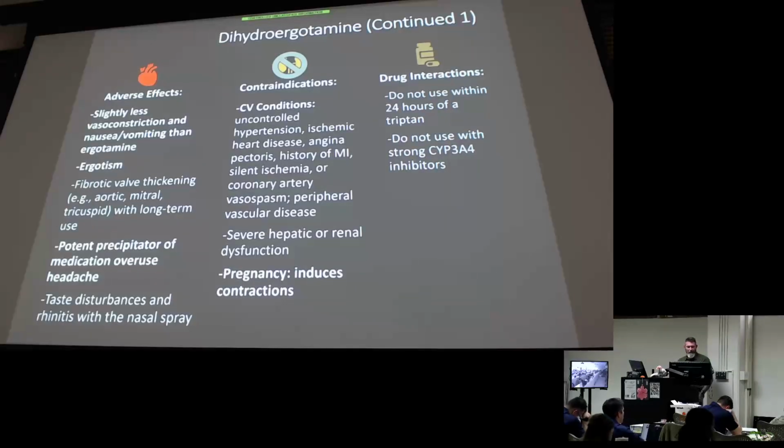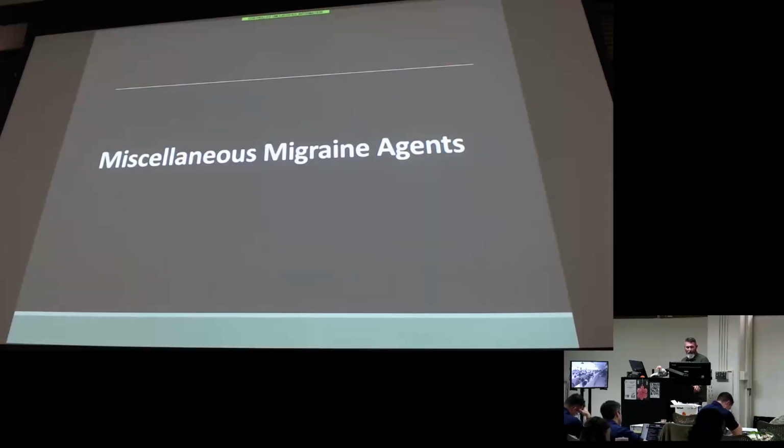Nothing new there. Still, unlike the triptans, no use in pregnancy, right? Pregnancy risk X. And same drug interactions, not within 24 hours of ergotamine or a triptan, and also not with those strong CYP3A4 inhibitors. So some miscellaneous agents for migraines.